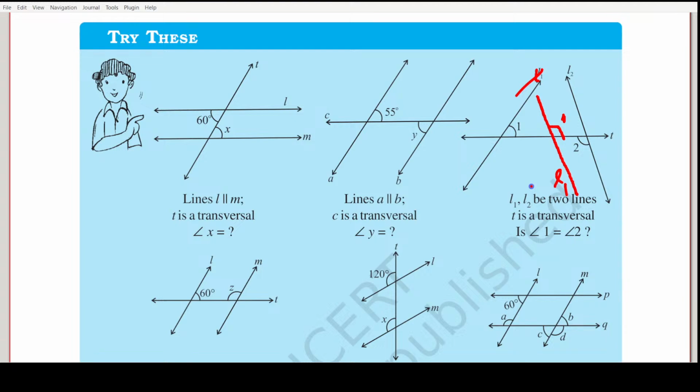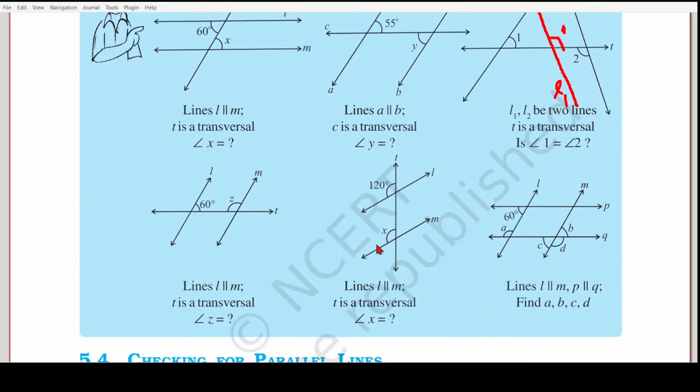By transversal. No, no. Alternate interior angles. Transversal only. Yeah. Alternate interior angles. Now tell me, what is Z? Z is 60. How?